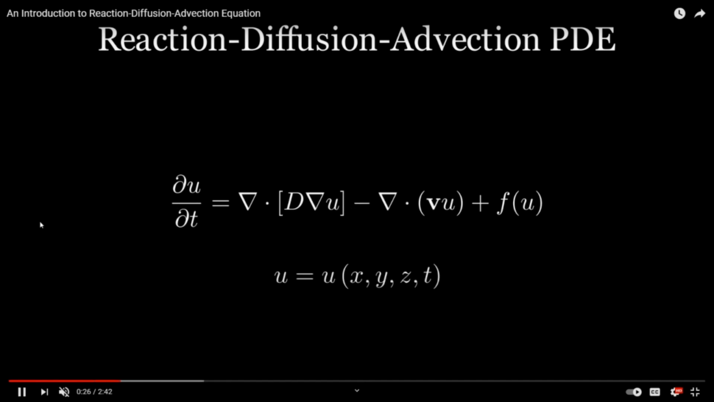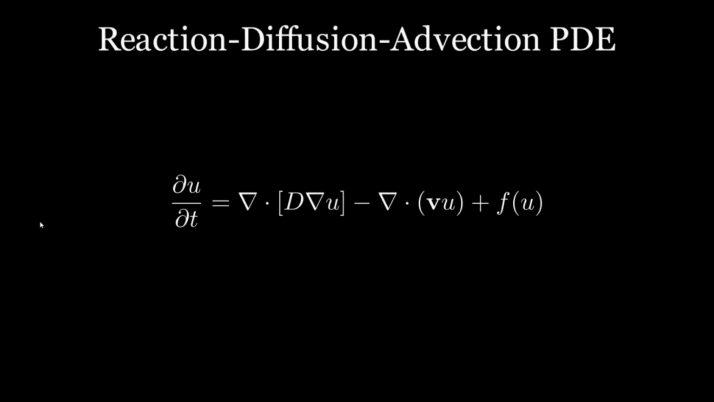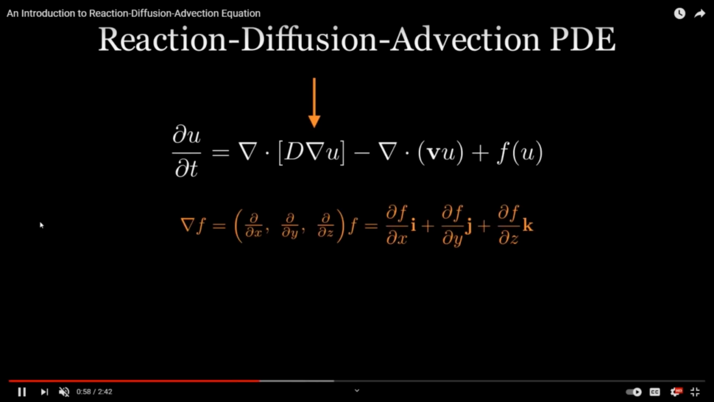And then u is a variable of space and time. But in this equation, we have a set of different mathematical identities. So we have gradients here. As you can see, the gradient of a scalar function is a vector of its partial derivatives. So in the one-dimensional case, you can easily omit these terms, and you have only the partial derivative with respect to x.